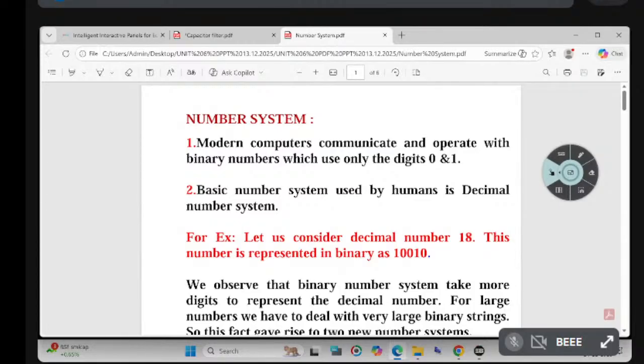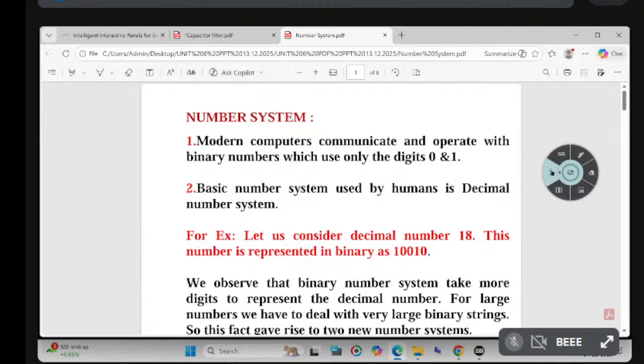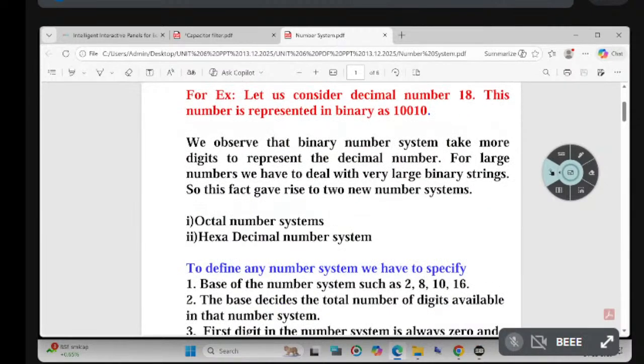Okay, we have so many number systems. Then why are we going for the octal number system and the hexadecimal number system? This is a question.